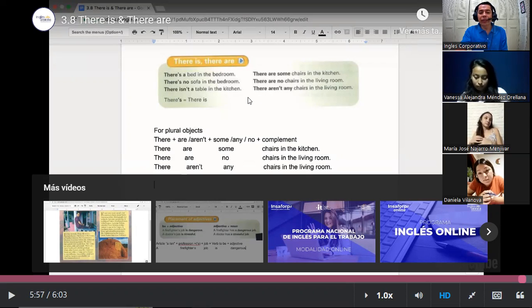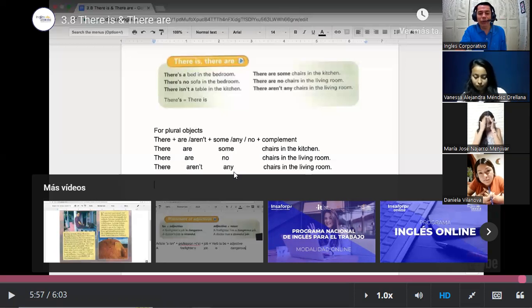Con la diferencia que usamos some para oraciones afirmativas y usamos any para oraciones negativas. Quiere decir some o any. Quiere decir algunas. Some quiere decir algunos o algunas. Y any quiere decir algunas o algunos. Es lo mismo, ¿verdad? Solo que en la gramática, pues, en inglés, solo tenemos que usar some en afirmativos y any en negativos.